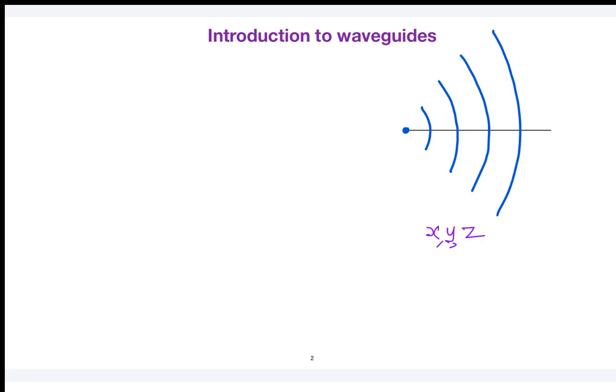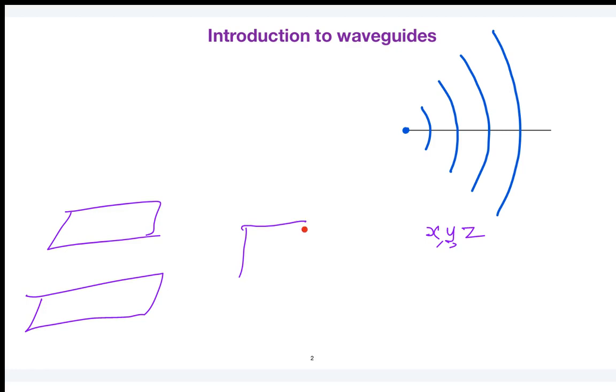If we keep a set of plates only in the x direction, this configuration is said to be a parallel plate waveguide. Suppose you are keeping the plates something like this in the x direction as well as the y direction, the wave is going to be restricted in 2 dimensions. That we call a rectangular waveguide.